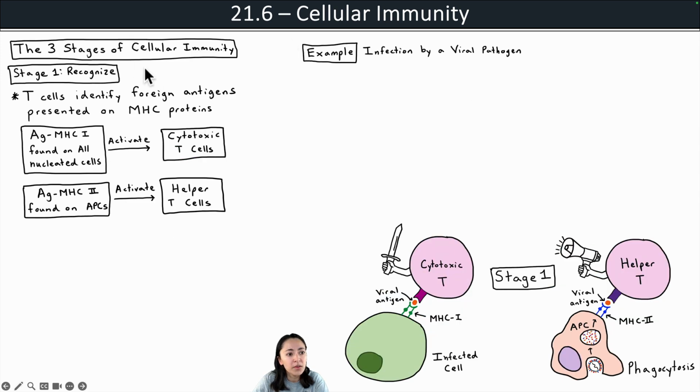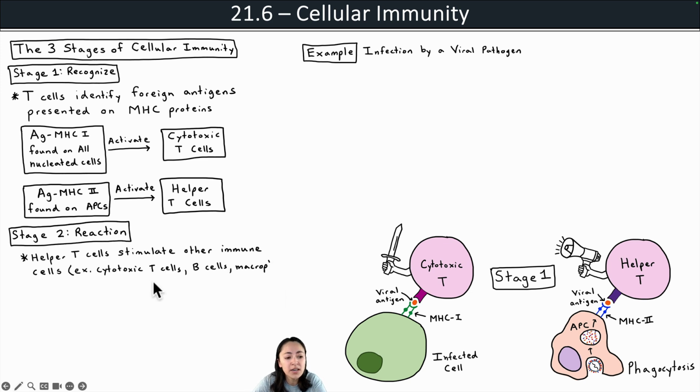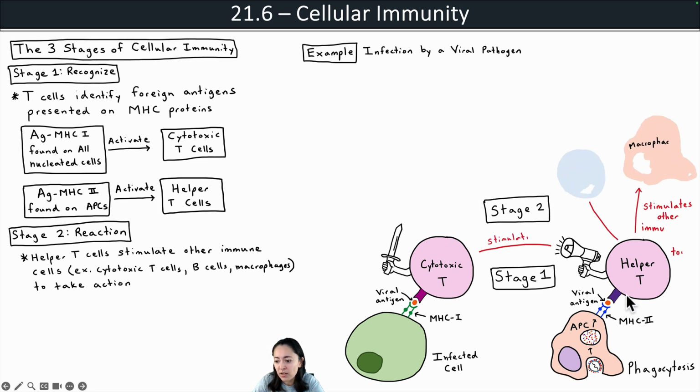Okay, so the recognition phase is first recognizing the foreign viral antigens, and then the stage that occurs after that will be a reaction. Okay, helper T cells will stimulate other immune cells such as cytotoxic T cells, B cells, and macrophages to take action. So here you can see stage 2. The helper T cell has recognized a foreign viral antigen. It's going to stimulate other immune cells like B cells, macrophages, as well as cytotoxic T cells.